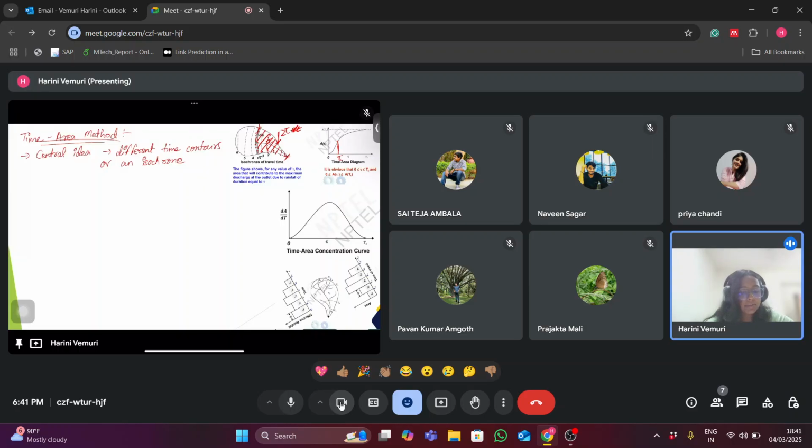That's why the time area graph is always increasing, and we can also see that the tau value will range from a minimum of 0 to a maximum of the time of concentration. Time of concentration is the time taken by the farthest point of the basin to reach the outlet. So the maximum value that tau can go is tau c, and similarly the area will range from 0 to tau c.